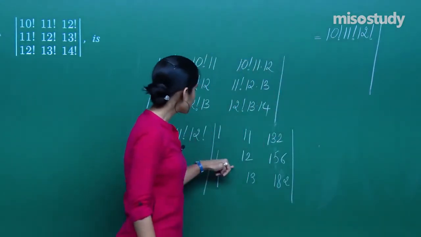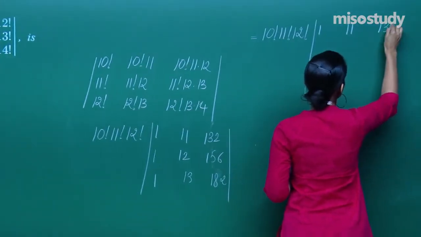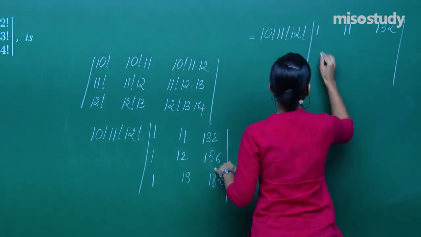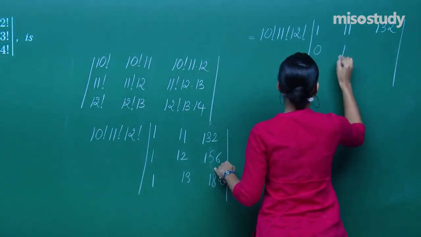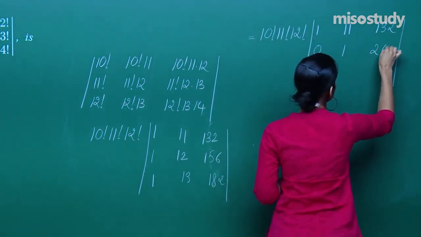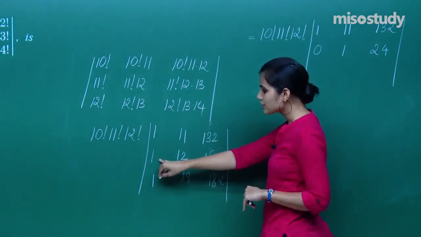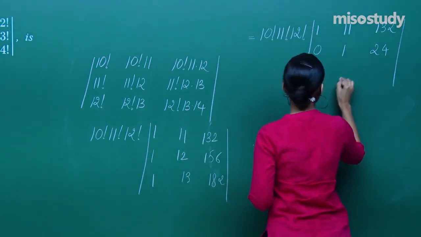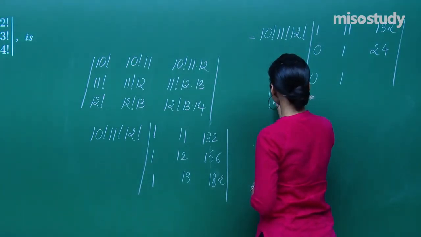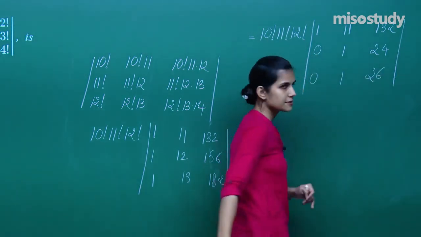I am saying row 2 goes to row 2 minus row 1. Row 1 is 1, 1, 1, 1, 32. So from here you are going to have 1 minus 1 is 0, 12 minus 11 is 1, 156 minus 132 is 24. And then again I am saying that row 3 goes to row 3 minus row 2. This gives you 0, 13 minus 12 is 1, and 182 minus 156 actually gives you 26.